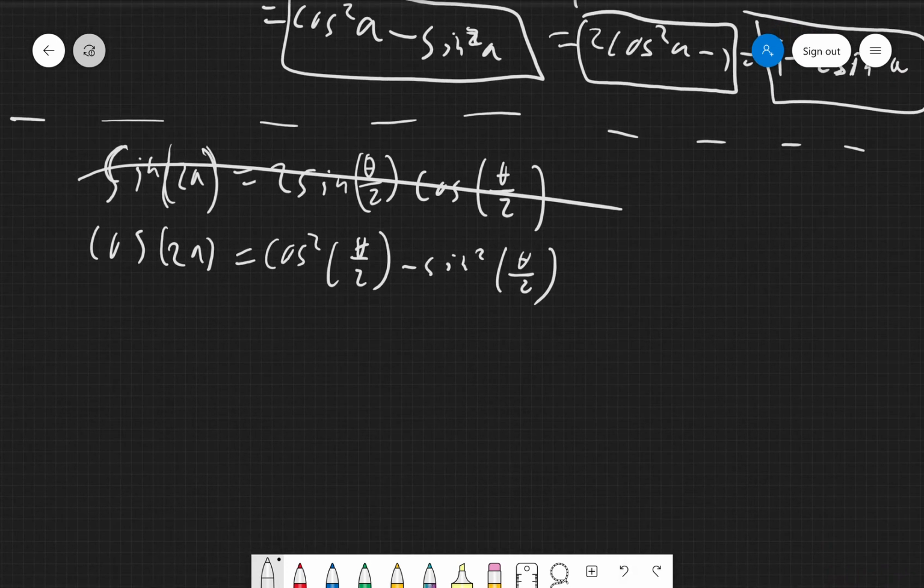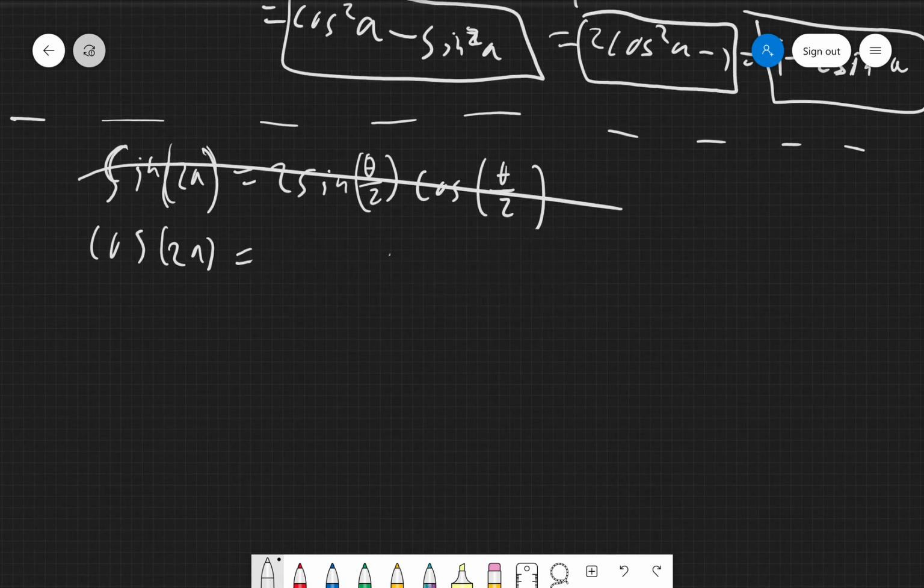So what we do is we plug into the first one, 2 cosine squared of a minus 1, and we're going to get 2 cosine squared of theta over 2. Oh, by the way, because a is equal to theta over 2, 2a is actually just equal to theta.